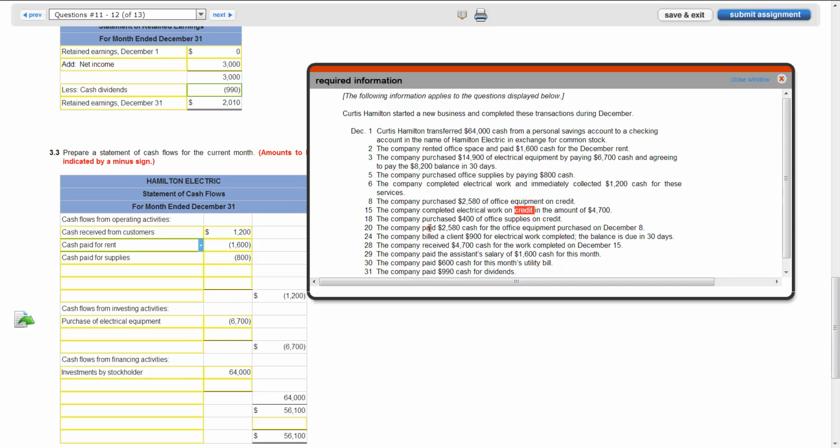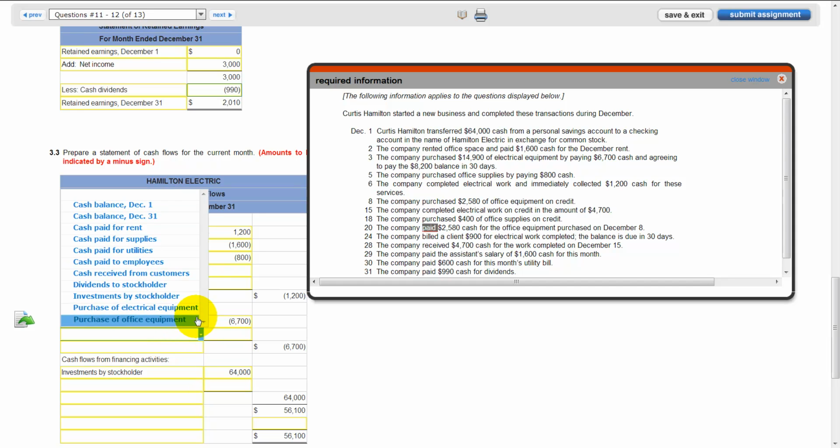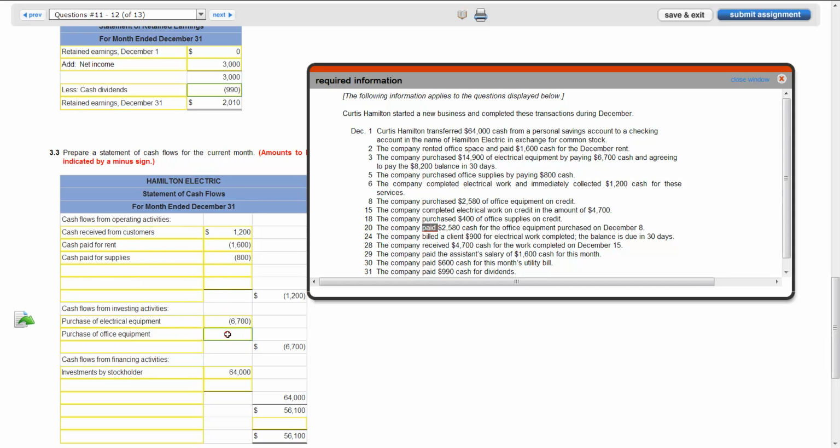On the 20th, the company paid. Here is cash going out for office equipment. Okay, so let's do it here. Again, just like the electrical equipment, that's an investing activity. Office equipment, cash paid, purchase office equipment, minus 2580. Okay, on the 24th, billed, didn't collect yet, $900, so nothing to record here.